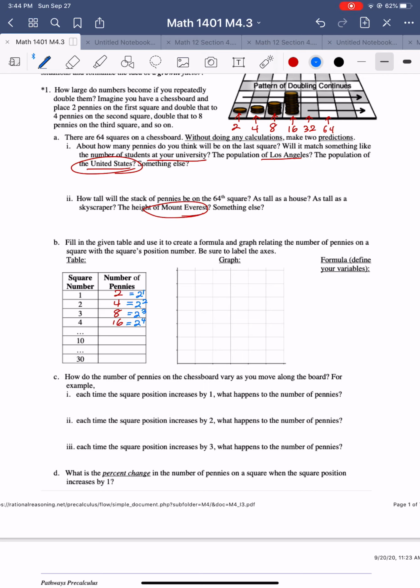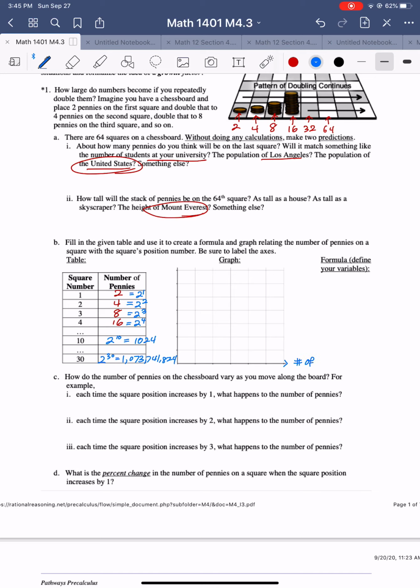So the square number becomes the exponent of the base 2, right? So you can say this is going to be 2 to the 10th. So 2 to the 10th will be 1024 if you use a calculator. And then 2 to the 30th, which is the 30th place, you'll get this amount: 1,073,741,824.